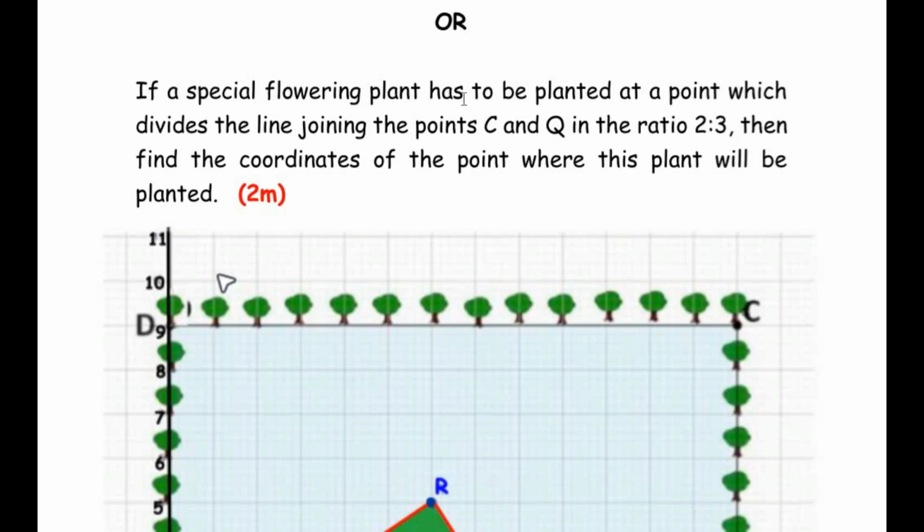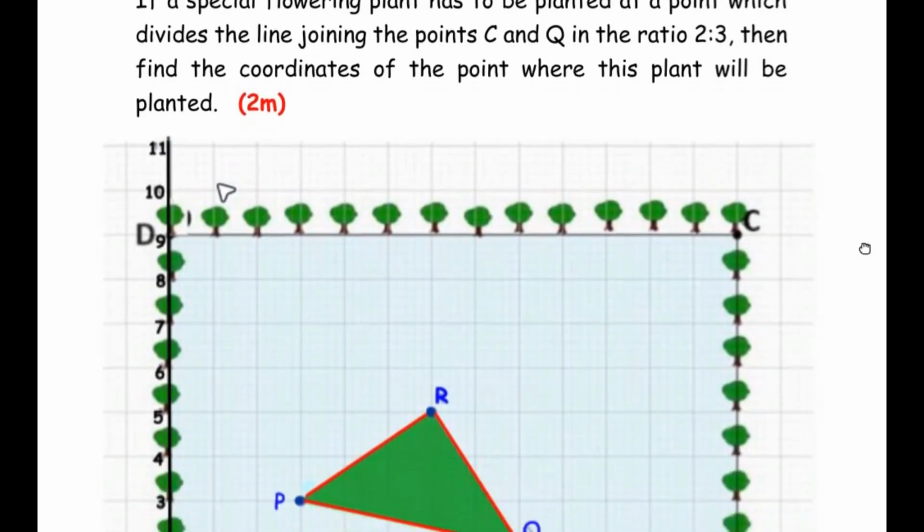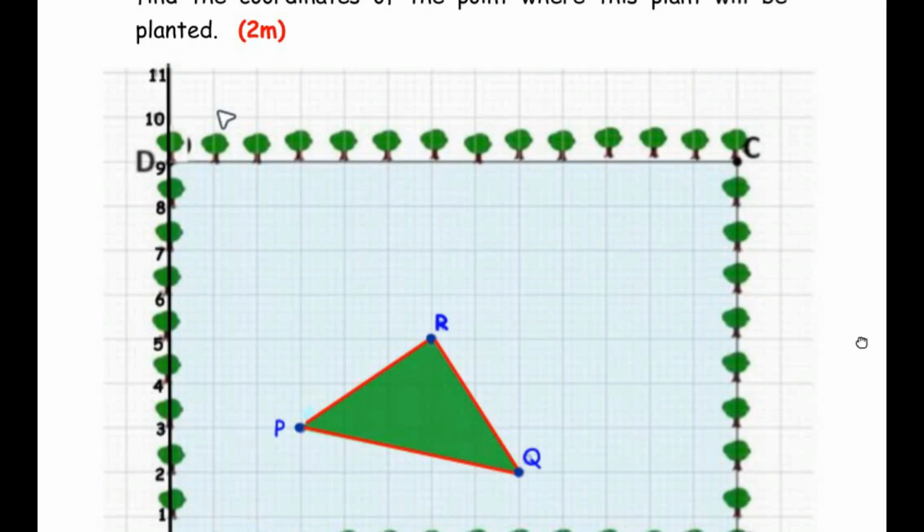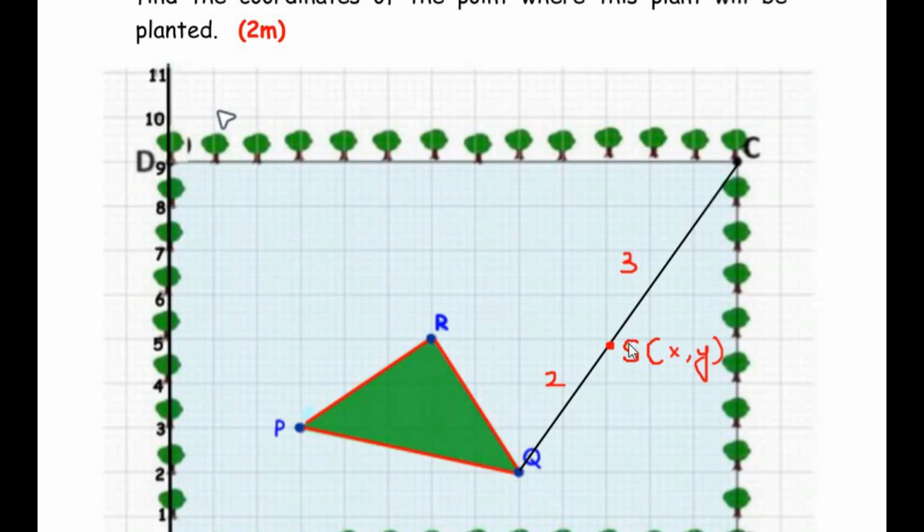If a special flowering plant has to be planted at a point which divides the line joining the points C and Q in the ratio 2:3, then find the coordinates of the point where this plant will be planted. So let us draw a line joining the points Q and C first. And let us say that there is a point on the line over here and represent it as S and consider its coordinates as x, y. Now this point divides the line QC in the ratio 2:3. So here we have to use the section formula to find out the coordinates of point S.